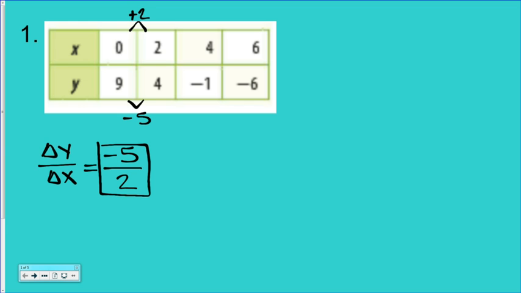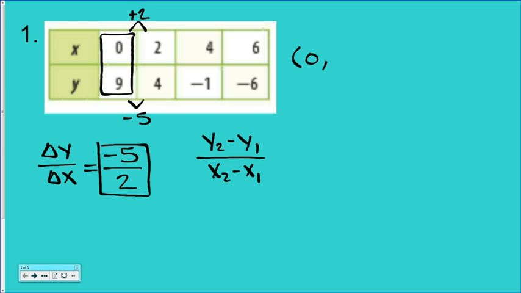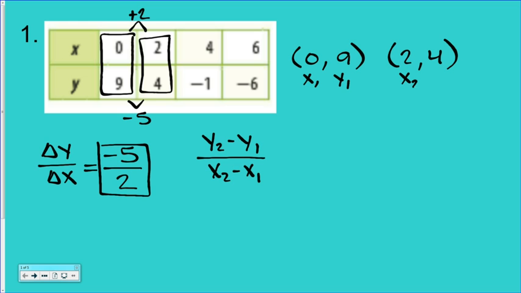You can also use the formula y2 minus y1 over x2 minus x1. So if you rewrite these as ordered pairs, your first ordered pair would be here, 0, 9. And our second ordered pair is 2, 4. Okay, so then you just have to label them. This one is your x1, y1, x2, and y2. Now substitute your values where they belong.